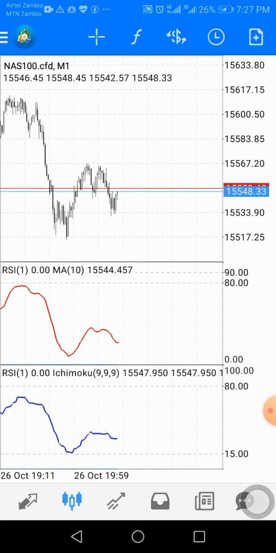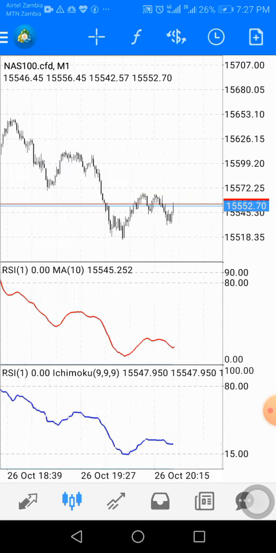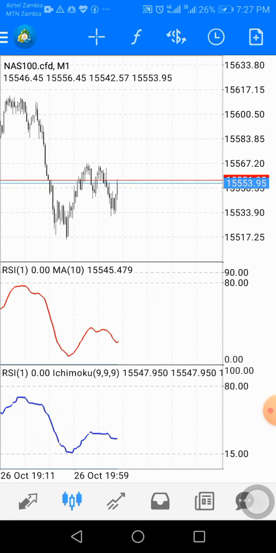Okay. So now ladies and gentlemen, we have the RSI at the top with its moving average in the red line, and then we have another RSI below with its Ichimoku, the blue line. After you have done this, it is simply helping you to accurately predict. But after we have done this, now we move on to the next step, which is a super important step.